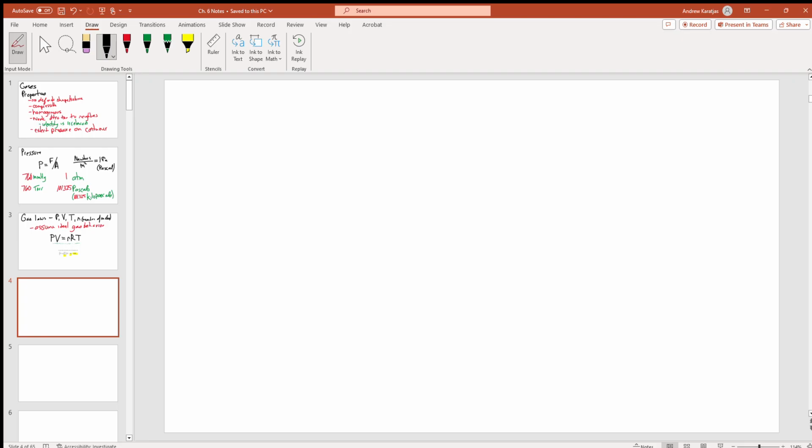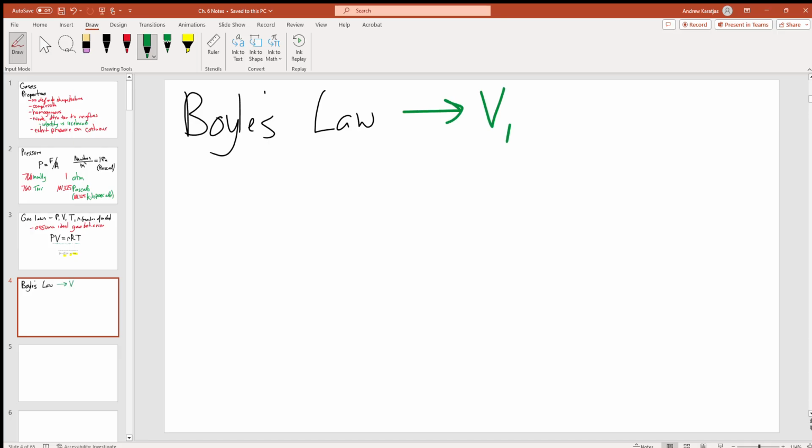First of these laws that we're going to look at is known as Boyle's law. With Boyle's law, we're going to look at the relationship between volume and pressure. What that also means is that anything else, so for example, temperature and number of moles, we will assume constant.